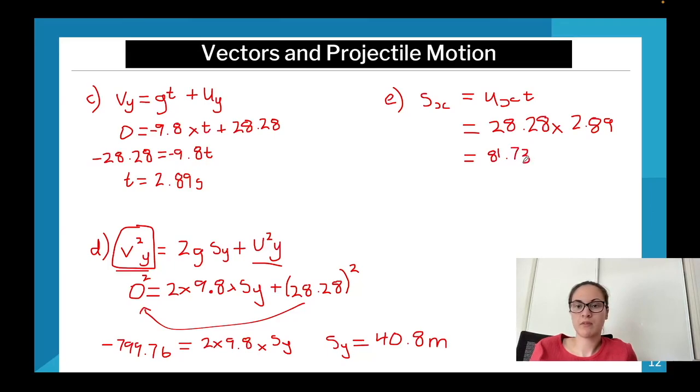meters. If you have any questions about this question, feel free to pop them in the chat. Otherwise, we will move on now.